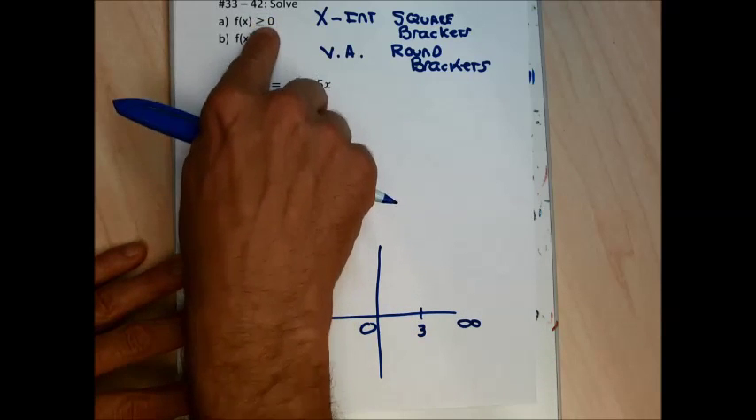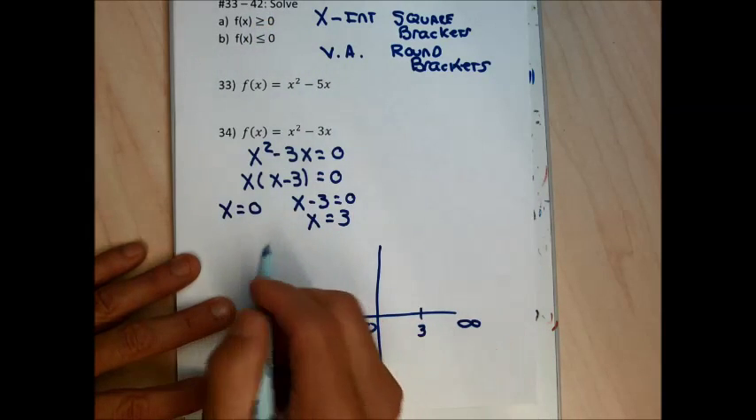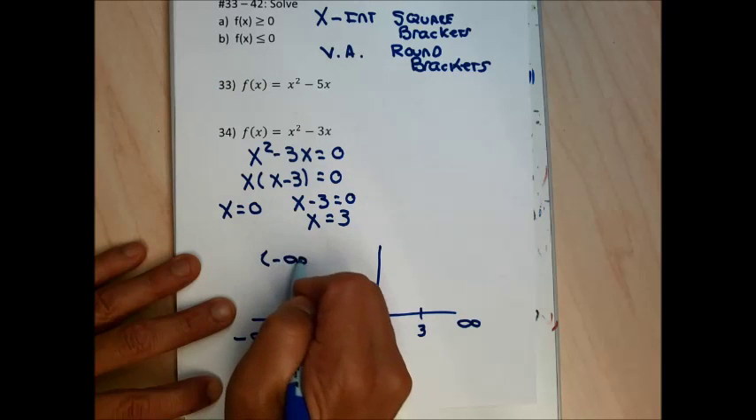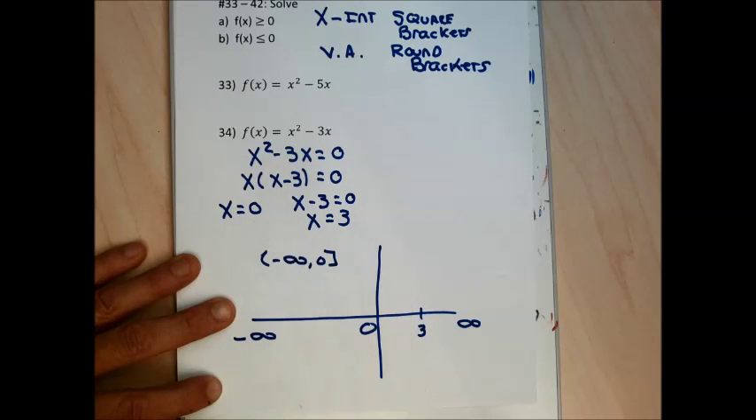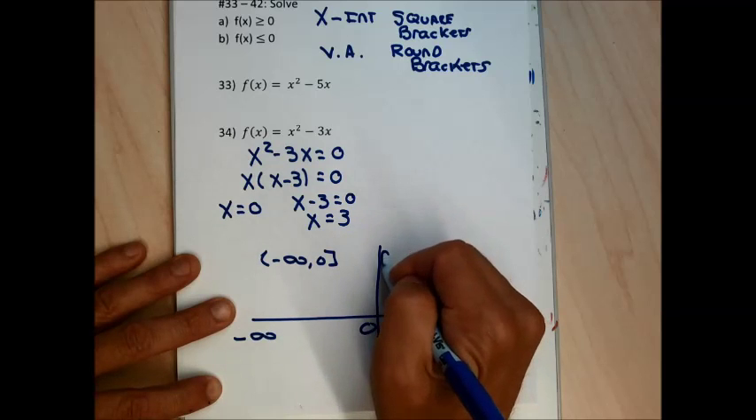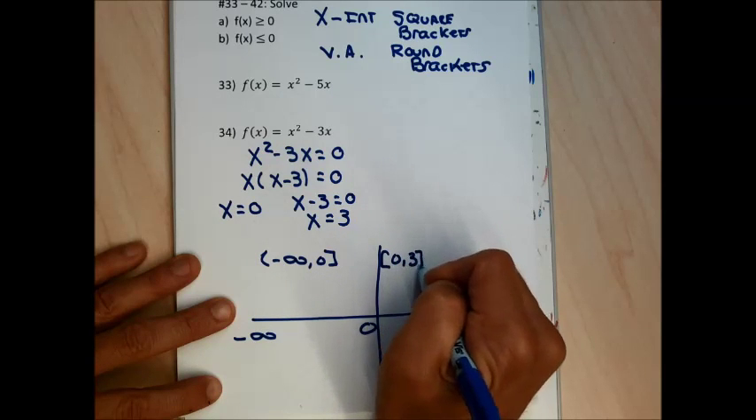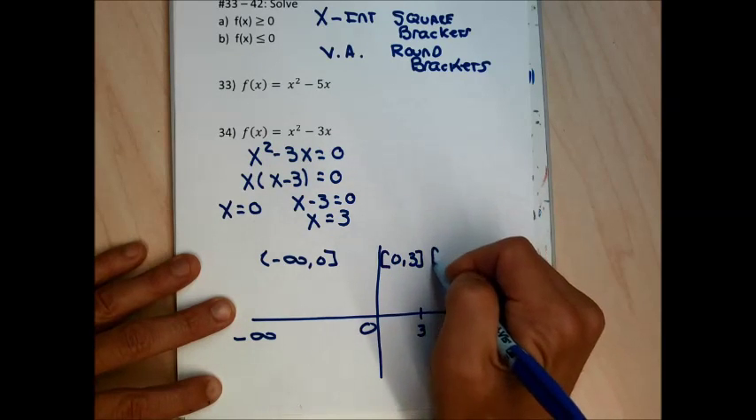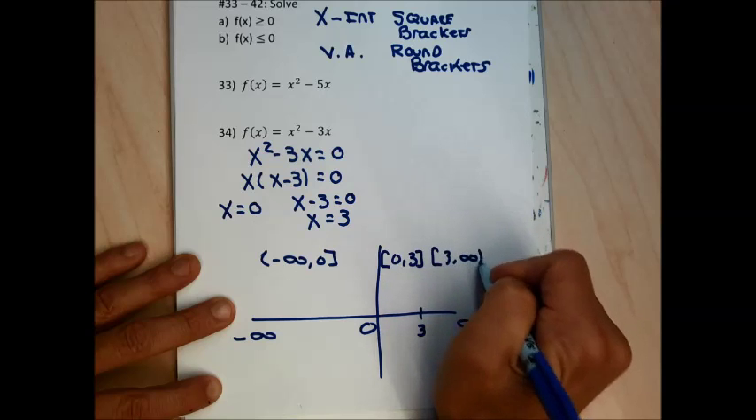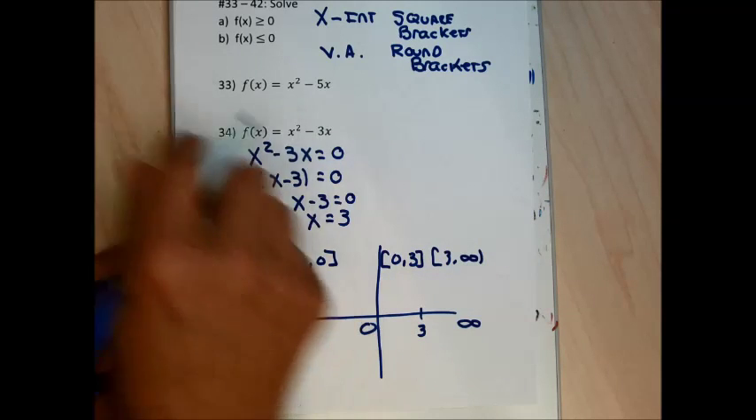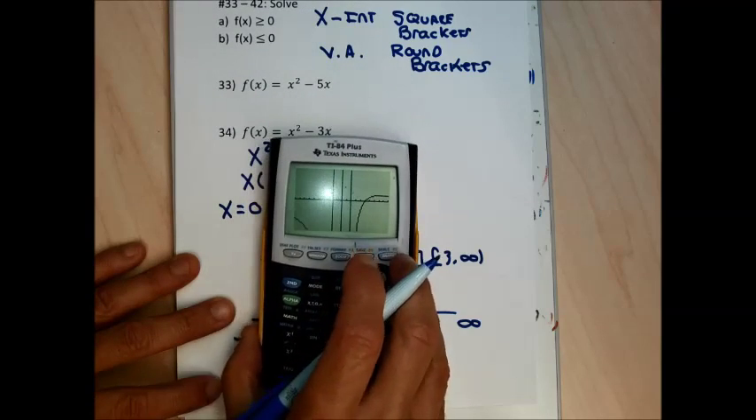Start worrying about square brackets. X-intercepts get square brackets here. So I'm going to go interval from negative infinity to 0, square bracket on the 0. Interval from 0 to 3, square brackets for both the x-intercepts. And 3 to infinity. And then I'm going to graph my x squared minus 3x with a standard window and see what I get here.